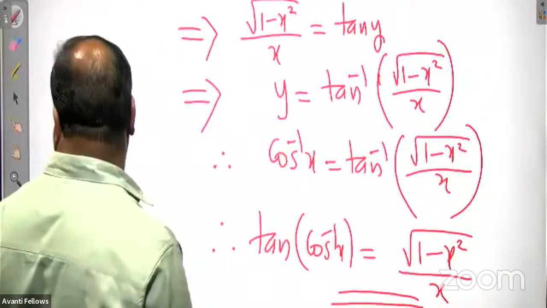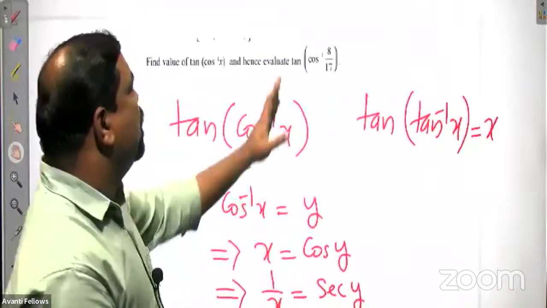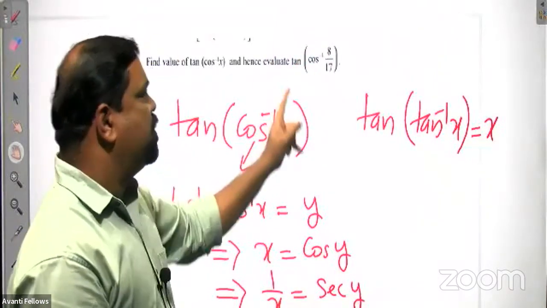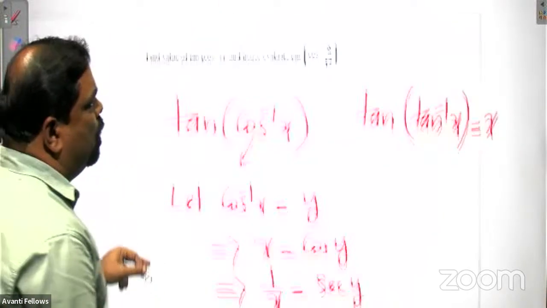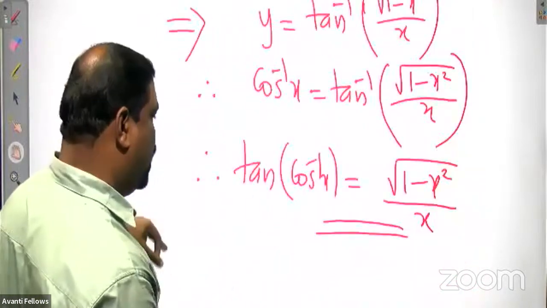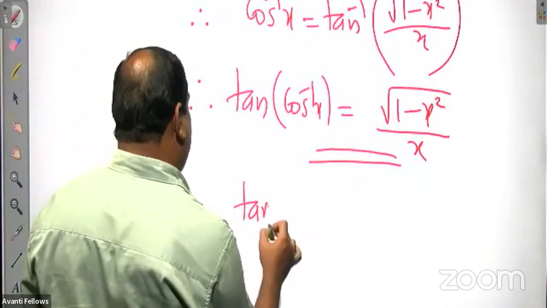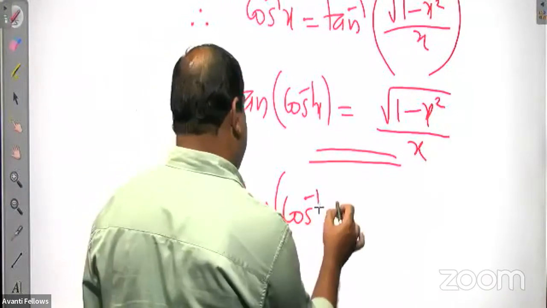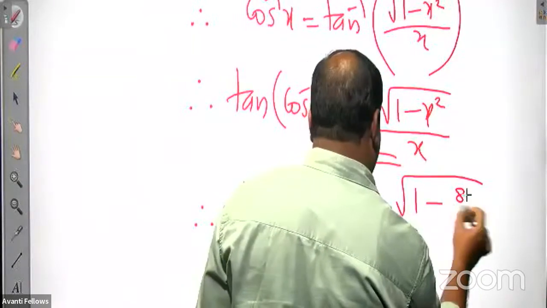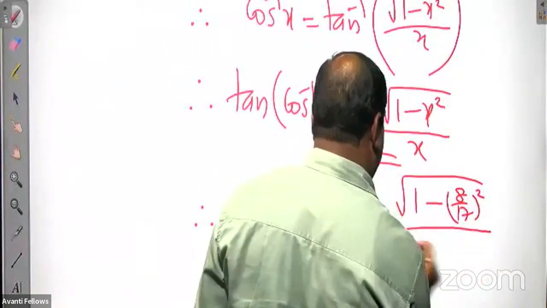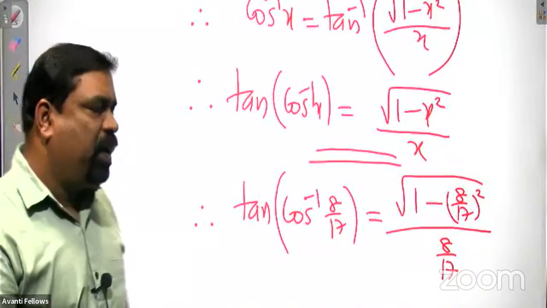Now using this expression that we have obtained just now, find the value of tan of cos inverse 8 by 17. Tan of cos inverse 8 by 17 means in place of x, you put 8 by 17. That can be done by yourself. Therefore, our required answer, tan of cos inverse 8 by 17, stands for root of 1 minus (8 by 17) whole square divided by 8 by 17. So you can simplify and find the answer.